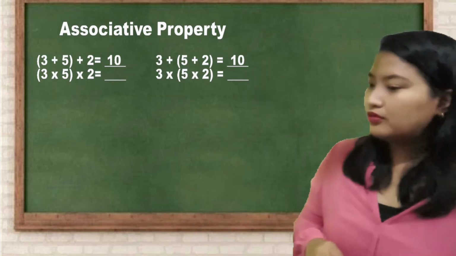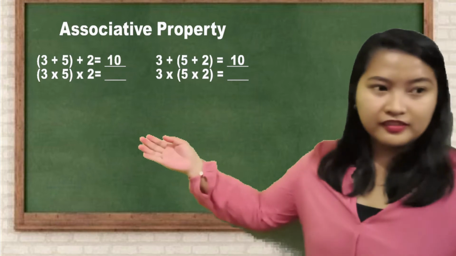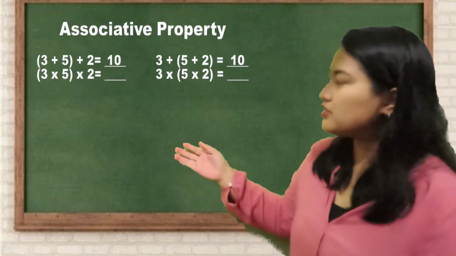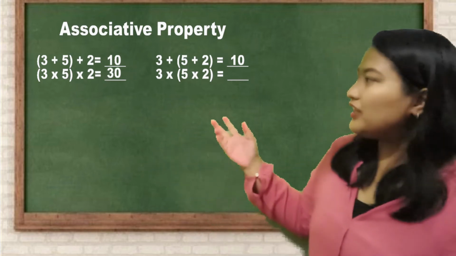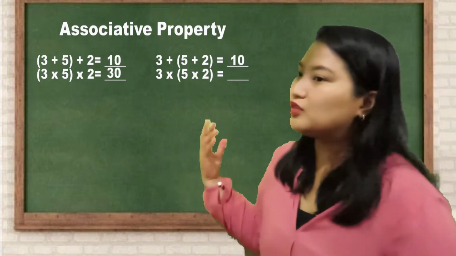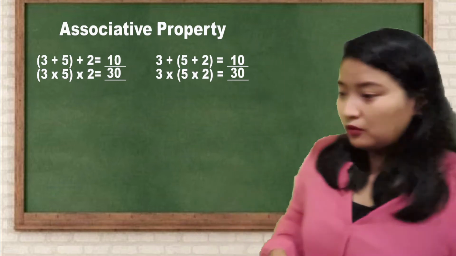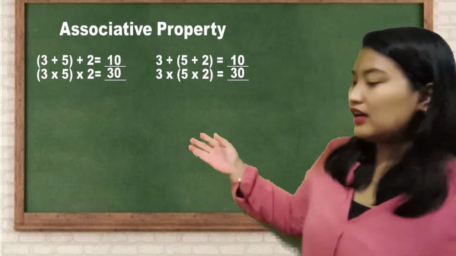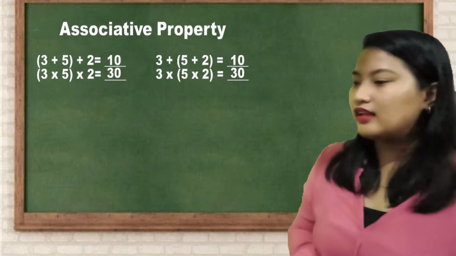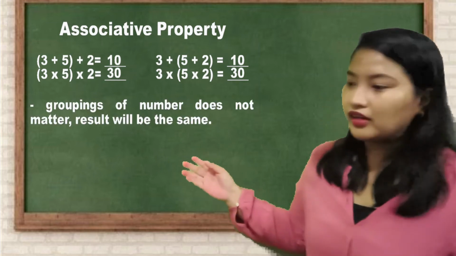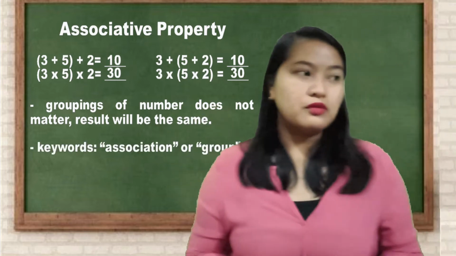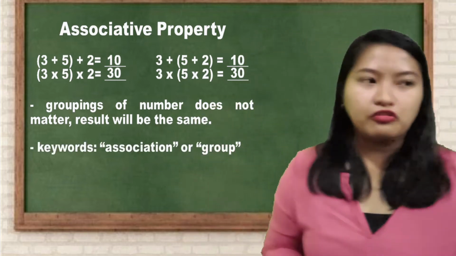Very good. We have the quantity of 3 times 5 times 2 is equal to 30. And 3 times the quantity of 5 times 2 is still also 30. So you are very vigilant in our mathematical sentences. So in associative property, it states that grouping of numbers does not matter. So the result will be the same. So the keyword for this property would be association or group.